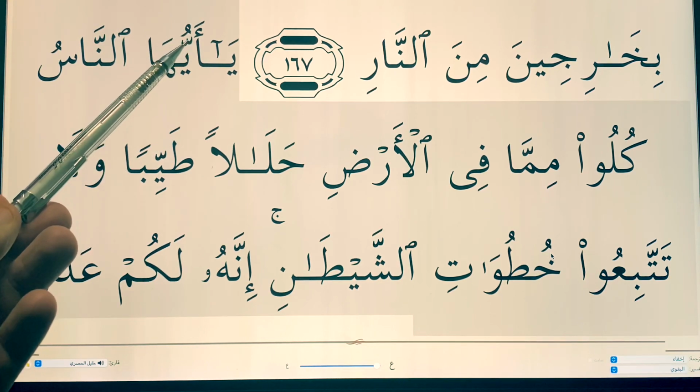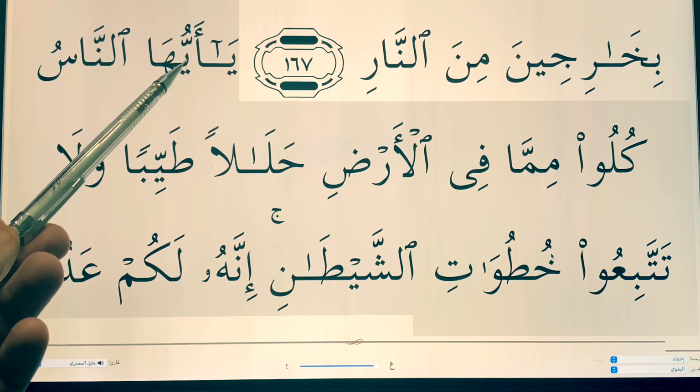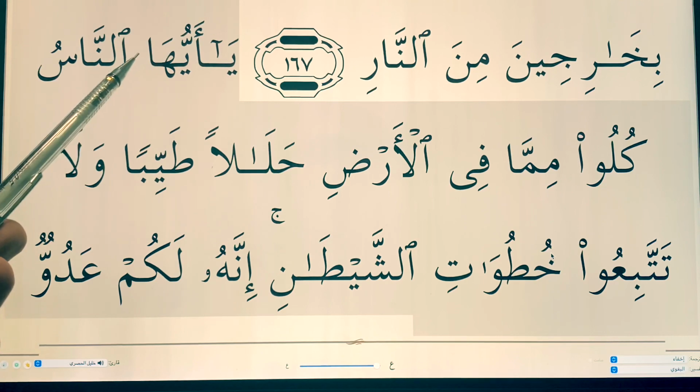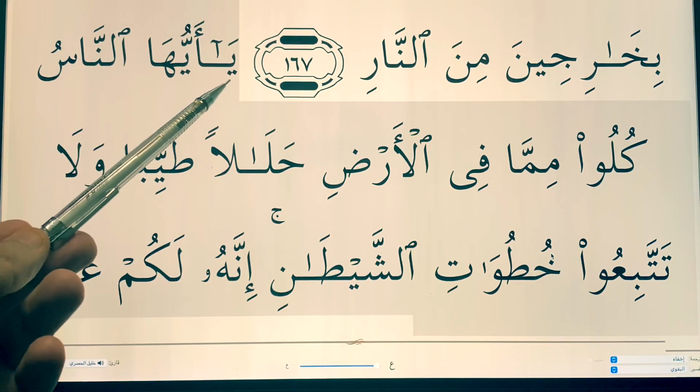Ya ayyuha. Right, you have the ya that is extended, the hamza, the ya that has a shadda with the dhamma over it, and a ha and an alif. And this is a med. So you count this long, obviously.